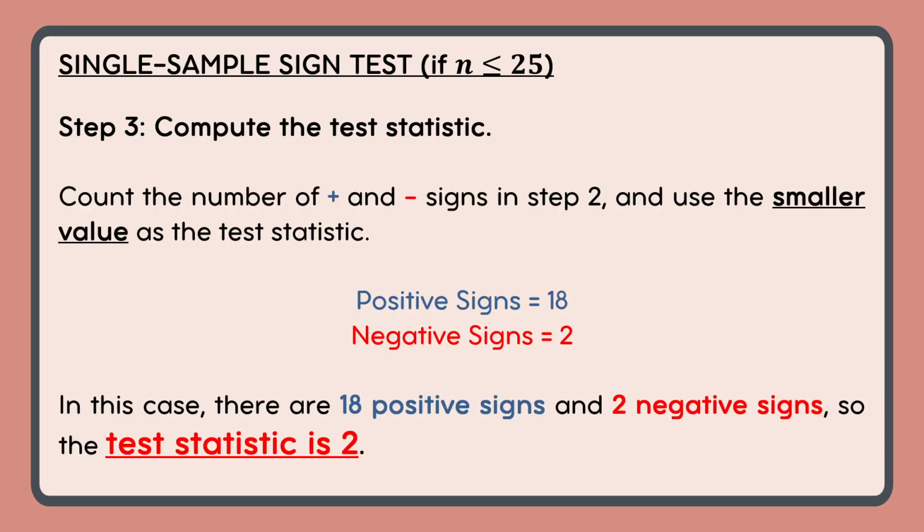For the test statistic, after counting the number of positive signs and negative signs, we will now decide between the two which is our test statistic. As a general rule of thumb, the test statistic is the smaller number between the two signs. So for this, we will have 2 as our test statistic since the negative signs have a smaller value compared to the positive signs.